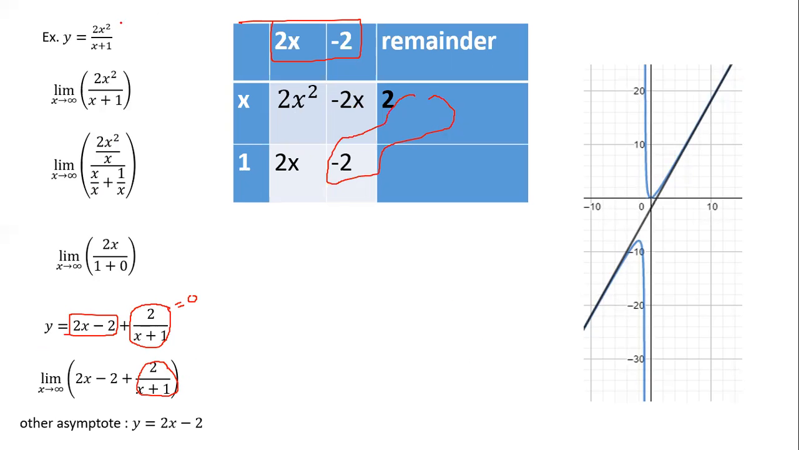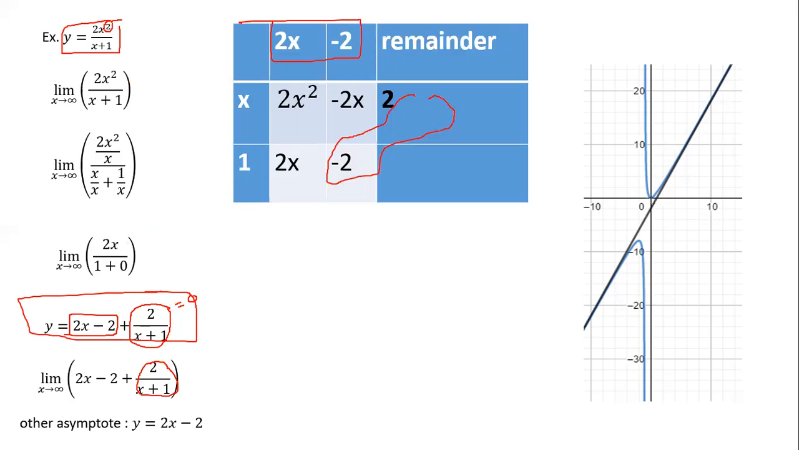The original graph, 2x squared over x plus 1, is in blue. 2x minus 2 is this line. So again, why did we have to do it? There are 2 different ways of writing these fractions, 1 and 2. They're the same thing, just it's much easier to find out what gave us the infinity when it's written this way.